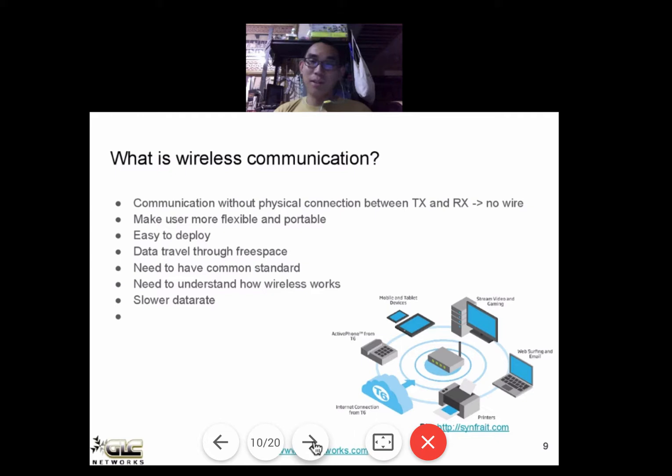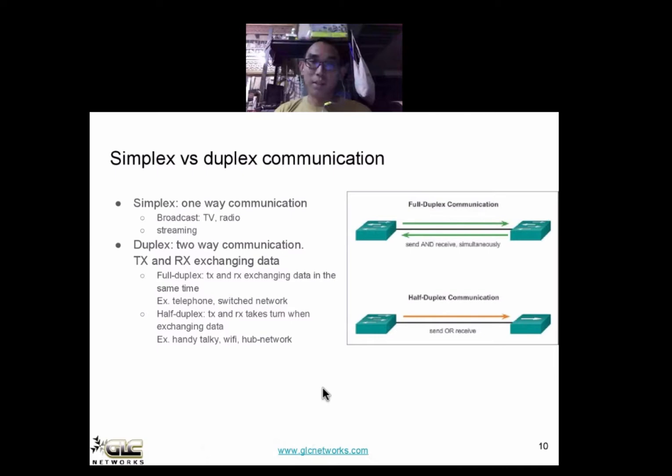Okay. So simplex versus duplex. Simplex means one-way communications. For example, broadcast, TV, radio, YouTube streaming. Those are examples of simplex communication. Duplex means two-way communications, so TX and RX can exchange data. Duplex itself is divided into two types. First is full duplex, where the TX and RX exchange data at the same time. For example, telephone, switch network. If you use UTP cables, you have full duplex communication.